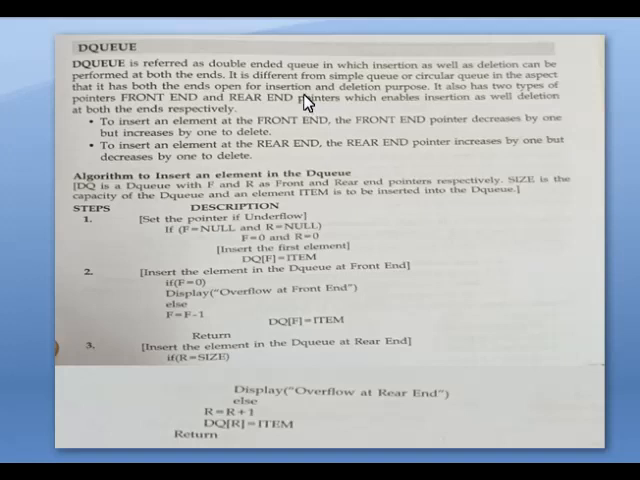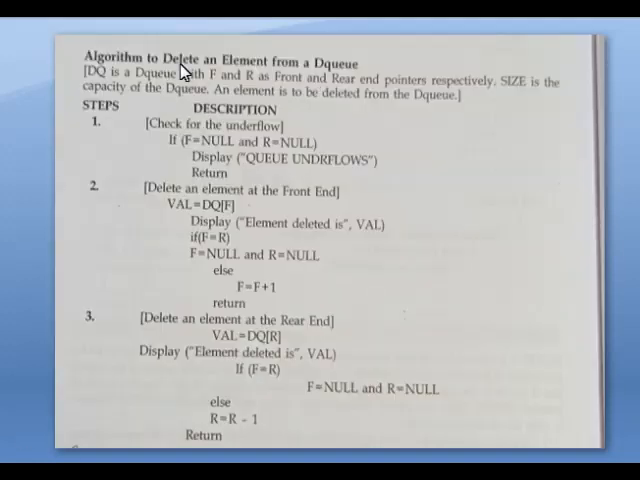Okay, so to insert an element at the front end, the pointer decreases by 1, but increases by 1 to delete. To insert an element at the rear end, the pointer increases by 1, but decreases by 1 to delete. So this is the algorithm to insert an element in the DQ. Then we are going to see how to delete an element from the DQ.